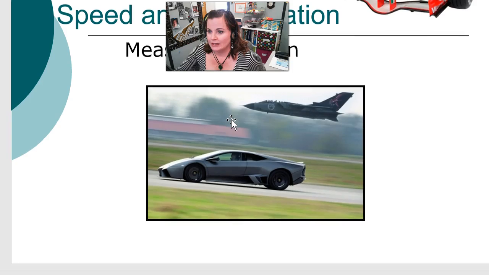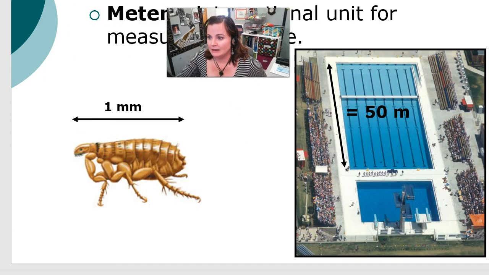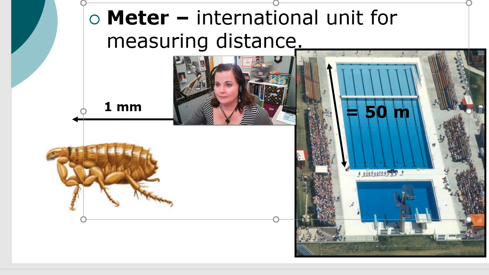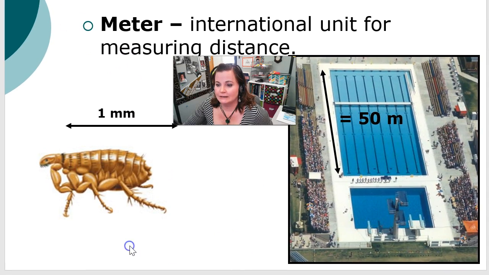Okay? So looking at speed, remember that speed is a measure of distance divided by time. So speed is how far you go and how quickly you can get there, right? We measure distance in science using the SI system, the System International, which uses the metric system of measurement. The meter is the standard unit of measure, which is roughly 39 inches.